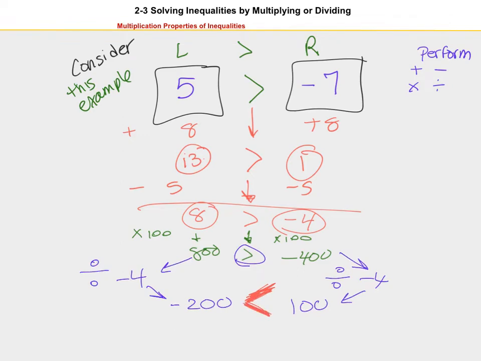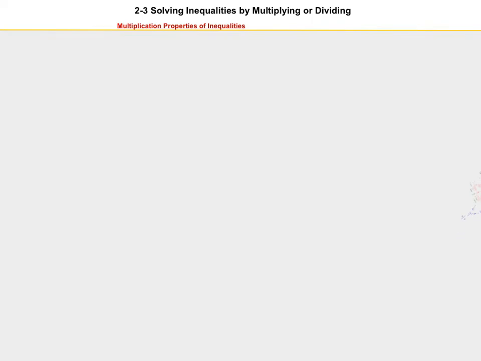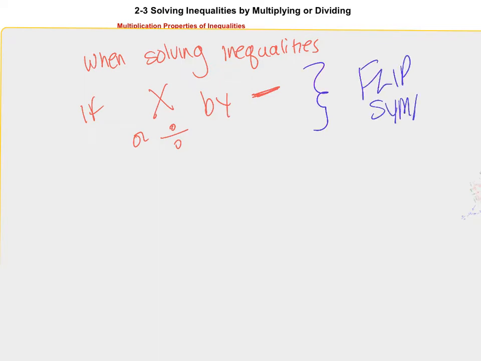Well, the mathematicians did this over and over again, and what they discovered was that this was always true. And so what they said is, okay, instead of people having to figure this out on their own, let's make a rule. And that rule is, when you're solving inequalities, if at the end you end up multiplying or dividing by a negative, what you need to do is flip the inequality symbol.